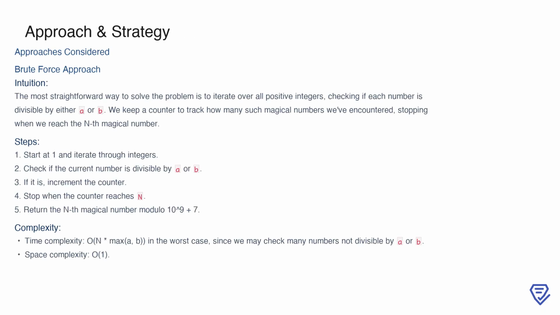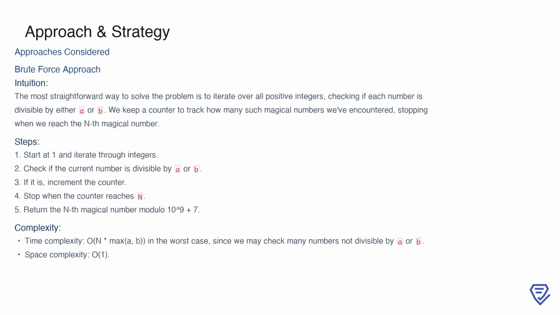To tackle the nth magical number problem, the most straightforward approach we can consider is brute force. Here, the intuition is simple: iterate over all positive integers and check if each number is divisible by either a or b. If a number meets this condition, we increment a counter to keep track of how many such magical numbers we've found. Once the counter reaches n, we stop the process and return the nth magical number modulo 10 to the power of 9 plus 7. The steps are clear: start at 1, check divisibility, count qualifying numbers, and stop when the desired count is reached.